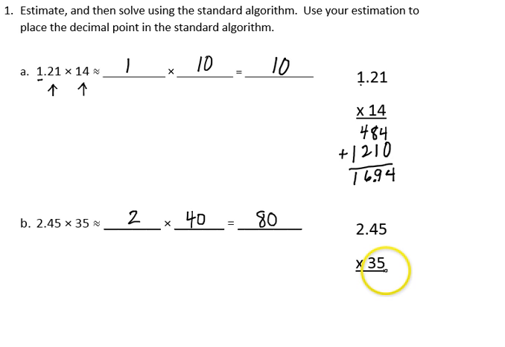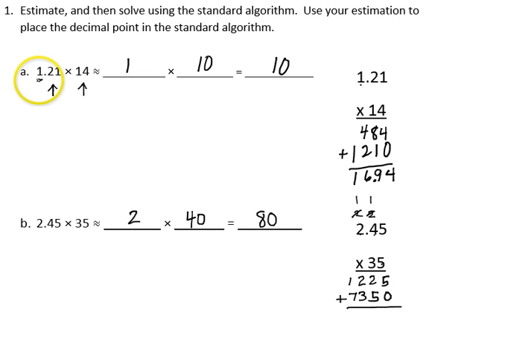If I work the problem using the standard algorithm, 5 times 5 is 25. 5 times 4 is 20, plus 2 is 22. 5 times 2 is 10, plus 2 is 12. 0 in my second row. 3 times 5 is 15. 3 times 4 is 12, plus 1 is 13. And 3 times 2 is 6, plus 1 is 7.